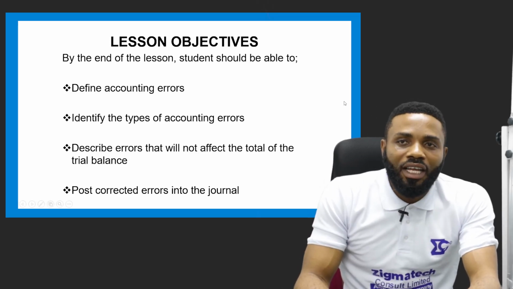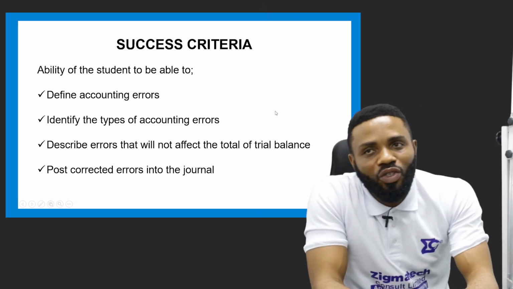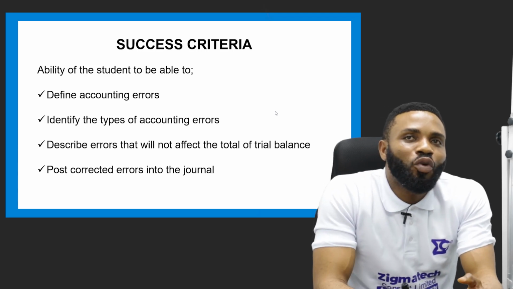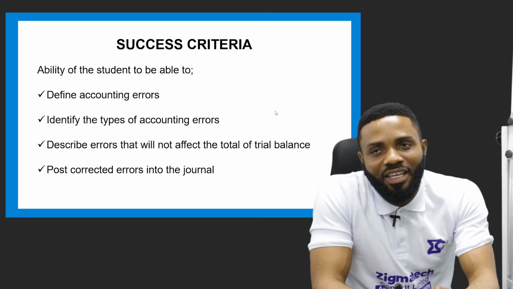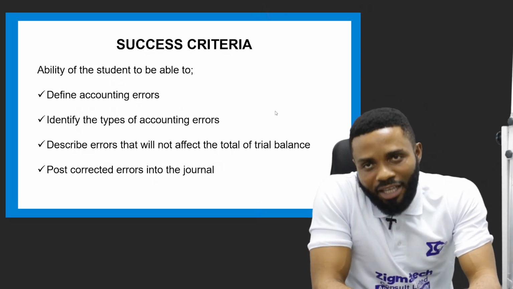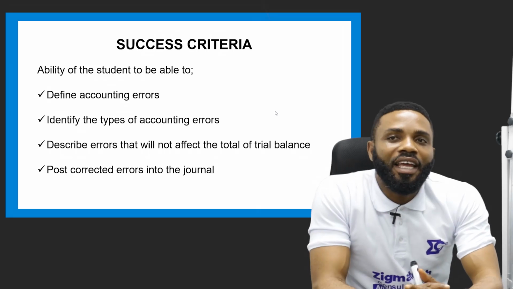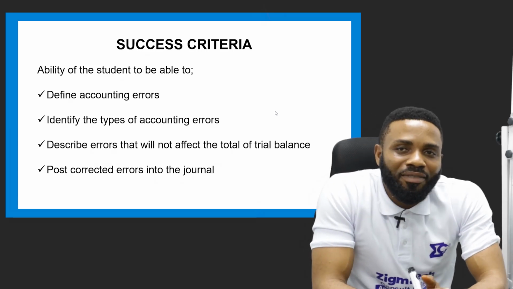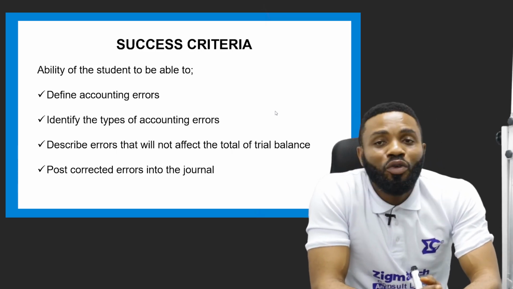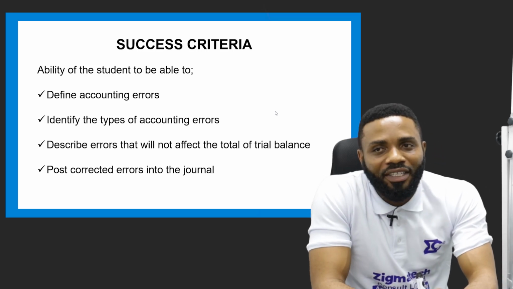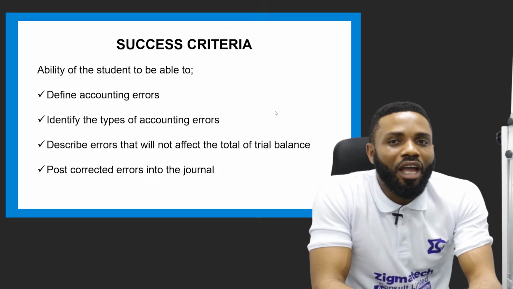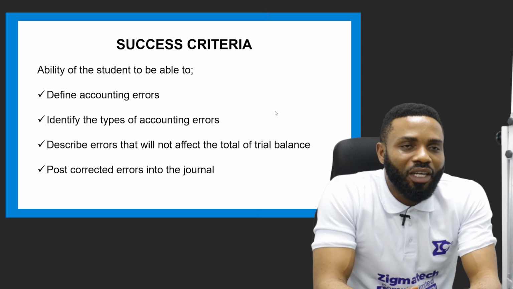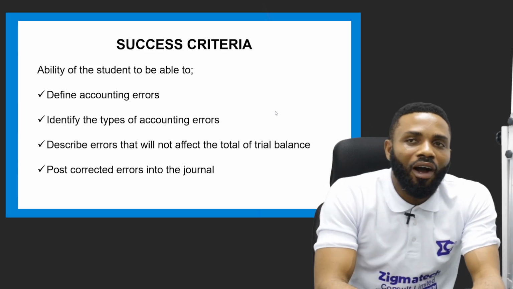Now, having said that, let us look at what we serve as our success criteria. What are we looking at? If we are able to achieve this, can we really say we have achieved our objectives? Yes. What are those things? Number one, if at the end of the lesson we are able to define accounting errors, identify the types of accounting errors, describe errors that will not affect the total of the trial balance, and then post corrected errors into the journal, then we can beat our chest and say we have achieved our objective.